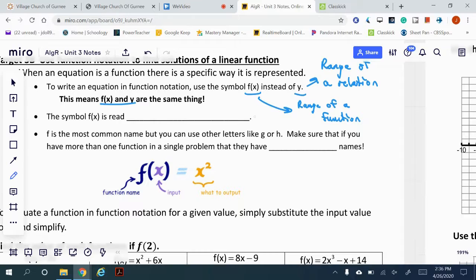That is also one of the biggest mistakes people make, is they think that they're different, and we're going to talk about a way to remember. We're going to come back to that in just a minute or two.